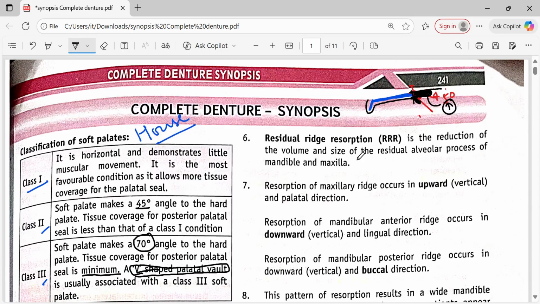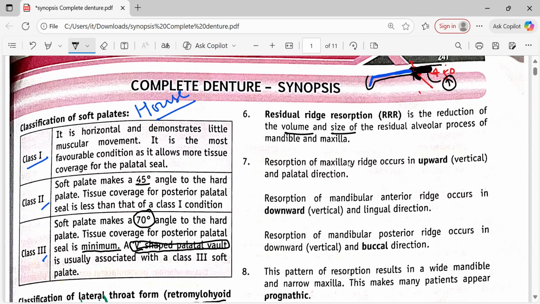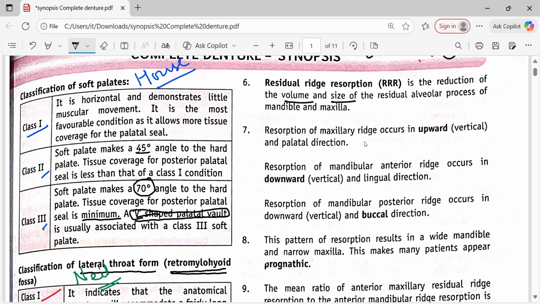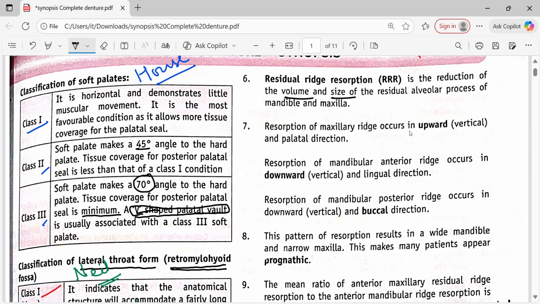Coming to an important point, that is residual ridge resorption. It is the reduction in volume and size of the alveolar process of the mandible and maxilla. It is simply the reduction in quality and quantity of your ridge. Now, resorption in the maxillary ridge occurs in an upward and palatal direction. Why does it occur in an upward and palatal direction?